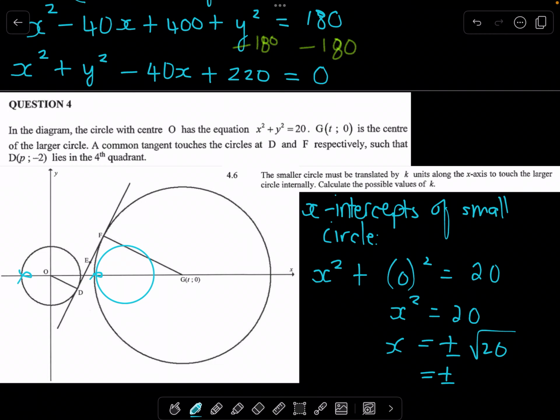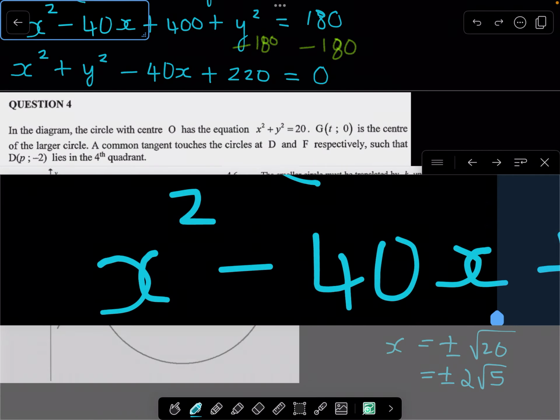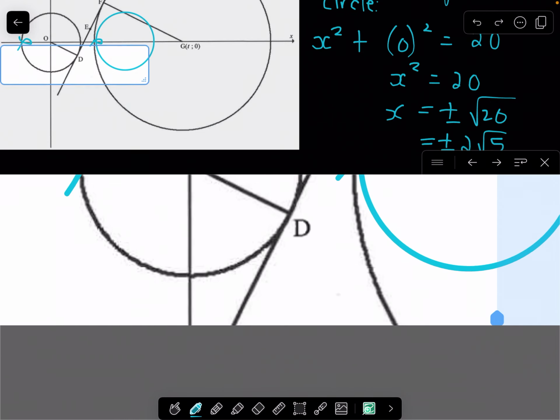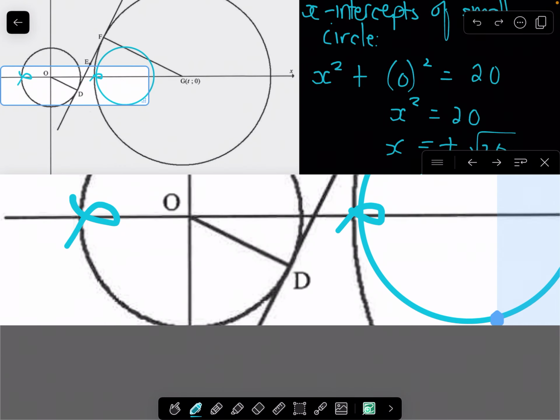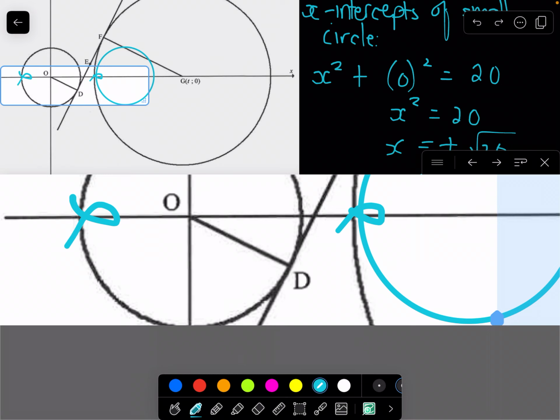20 is 4 times 5, so the square root of 4 is 2, and then the 5 will just remain under the root. So yeah, okay, let's get out our zoomy writer thing. So this one here is negative 2 root 5 and 0, and this one here is positive 2 root 5 and 0.